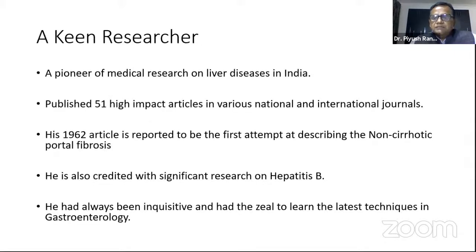His research career was very distinguished. He published nearly 51 high-impact papers in various national and international journals. In 1962, he first reported non-cirrhotic portal fibrosis, and subsequently this was built upon by various studies from AIIMS. He is also credited with significant research on hepatitis B, and he had great inquisitiveness and zeal to learn the latest technique in gastroenterology.